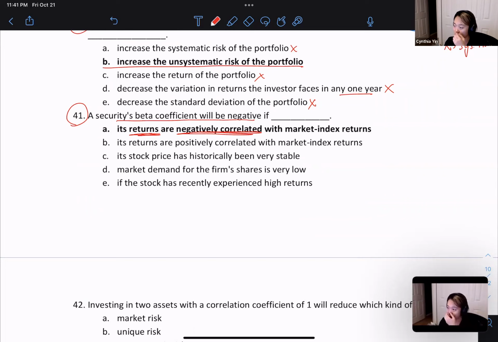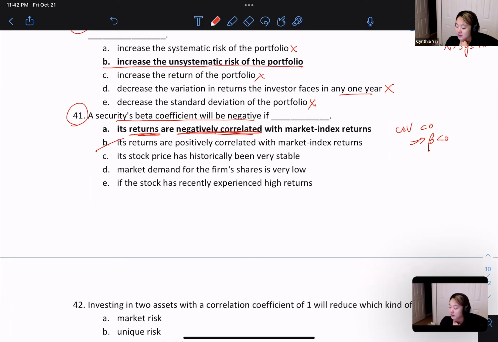It's like insurance. It's like when a car crashes, someone compensates your payment to the repair shop, for example. Those kinds of hedge or insurance securities will have negative beta. If the returns are positively correlated with the market index, it will have positive beta. From a math perspective, if the covariance is negative, then beta is negative. So B is wrong.